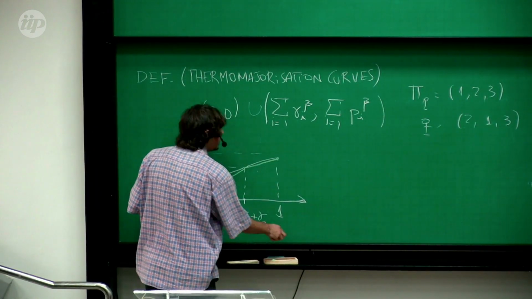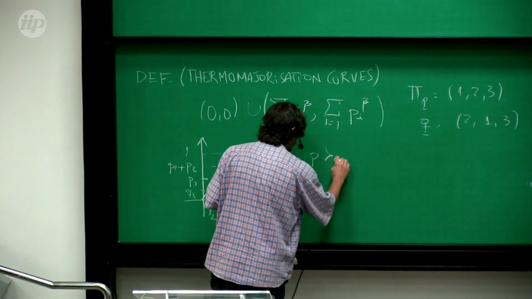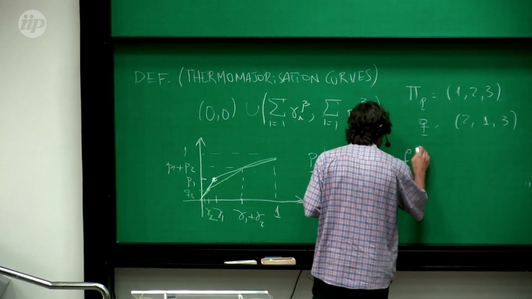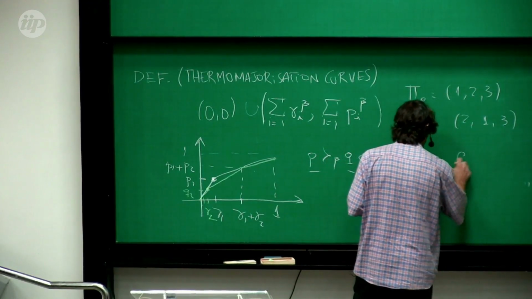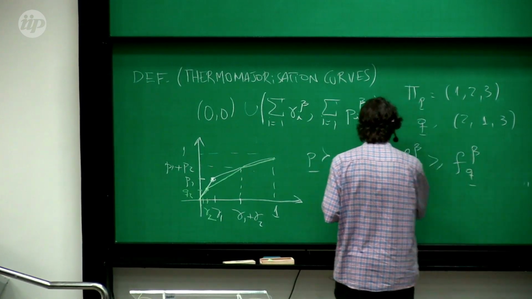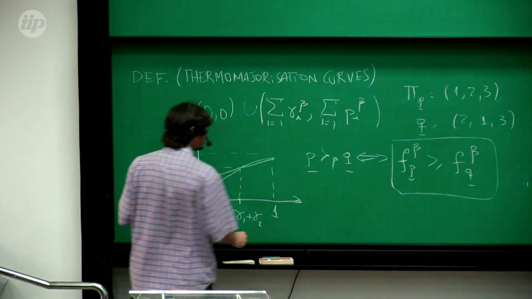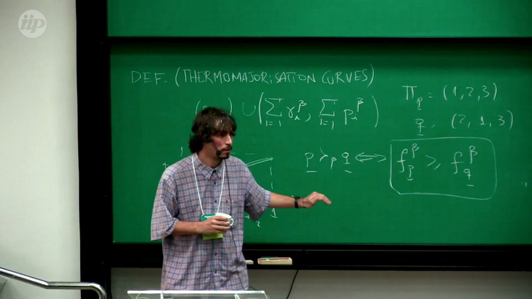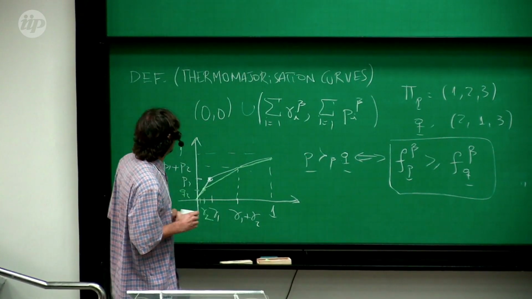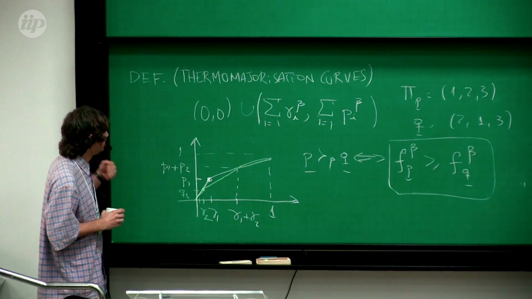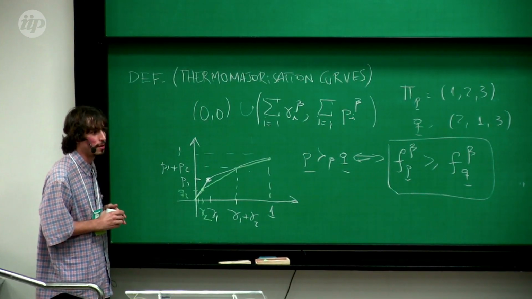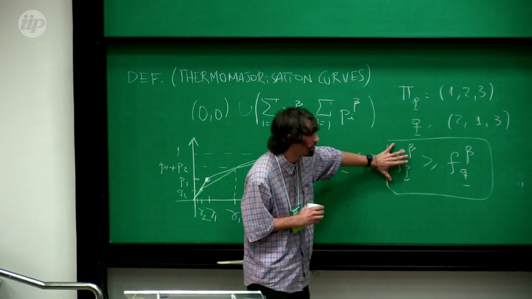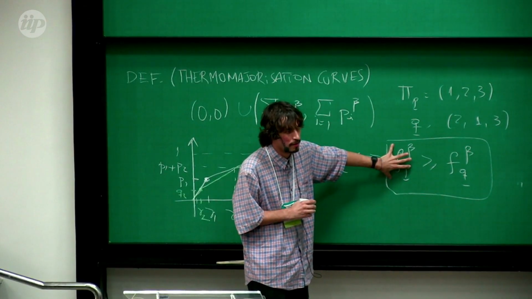So the idea is that P thermomajorizes Q if and only if its thermomajorization curve is always above the thermomajorization curve of Q. And this is some sort of second law of thermodynamics, right? Because I'm saying that if I would like to transform some state P into Q under the action of a thermal operation, we have to build those curves and then compare them. And this is the necessary and sufficient condition to answer this question. Good.